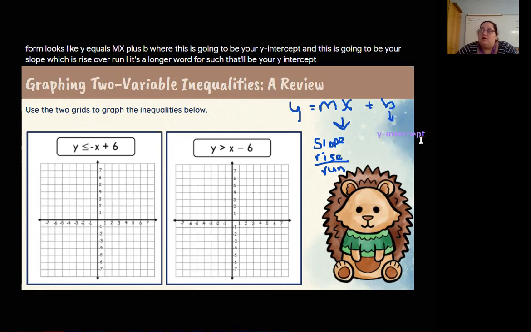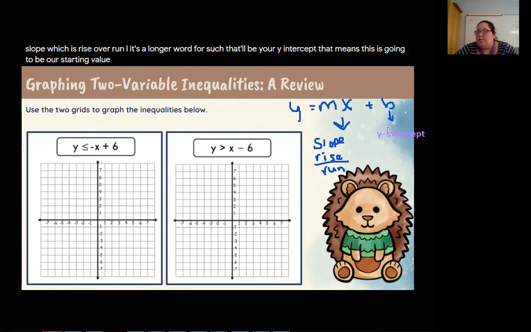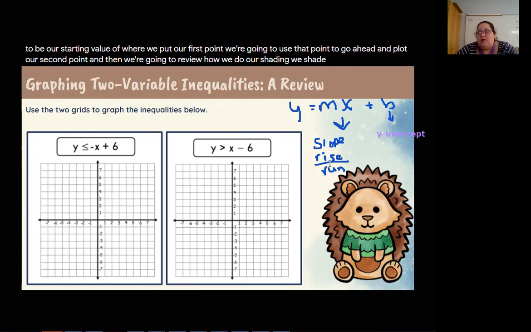So that means this is going to be our starting value of where we plot our first point. We're going to use that point to go ahead and plot our second point. And then we're going to review how we do our shading, if we shade up, above, below, if it's solid or if it's dotted.